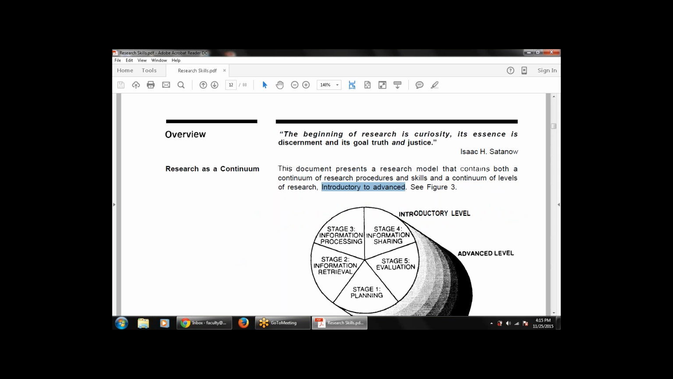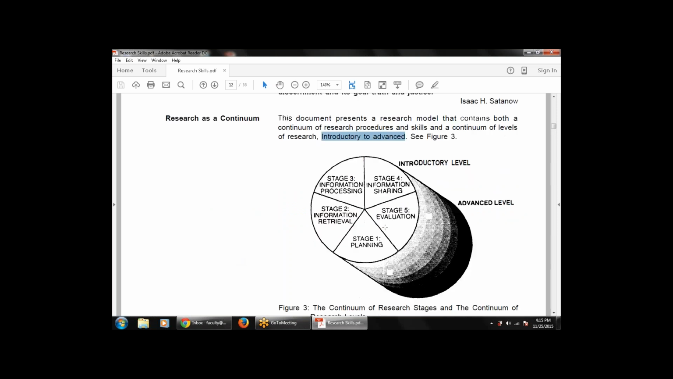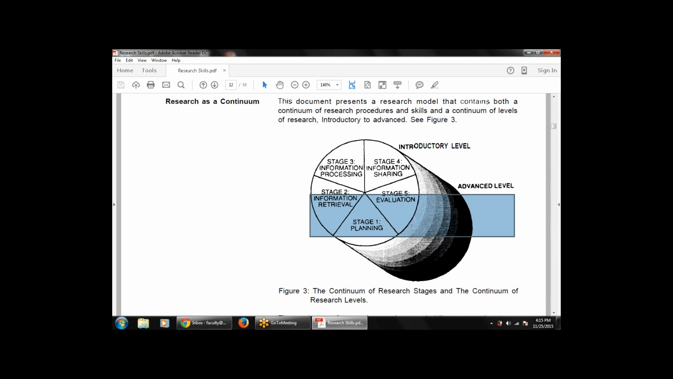So this document presents a research model that contains both a continuum of the research procedures and the skills, and a continuum of the levels of the research. Basically, there are various stages and various levels of the research. Stage 1 is planning, then stage 2 is information retrieval, then stage 3 is information processing, sharing, and evaluation. This goes from the introductory part to the advanced level part, right?